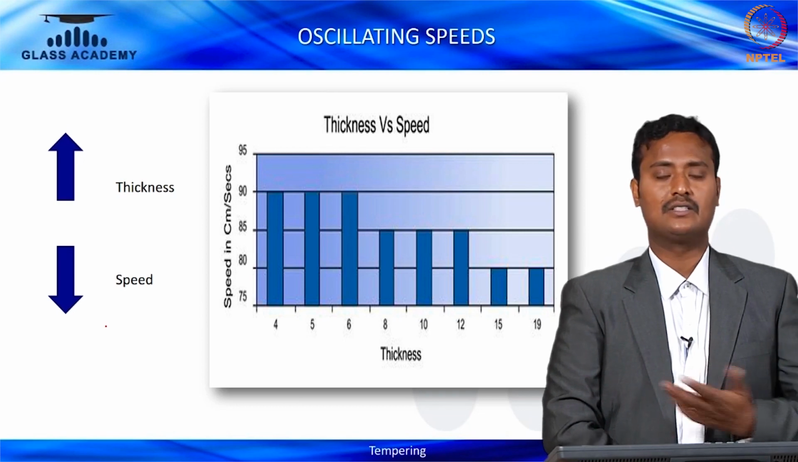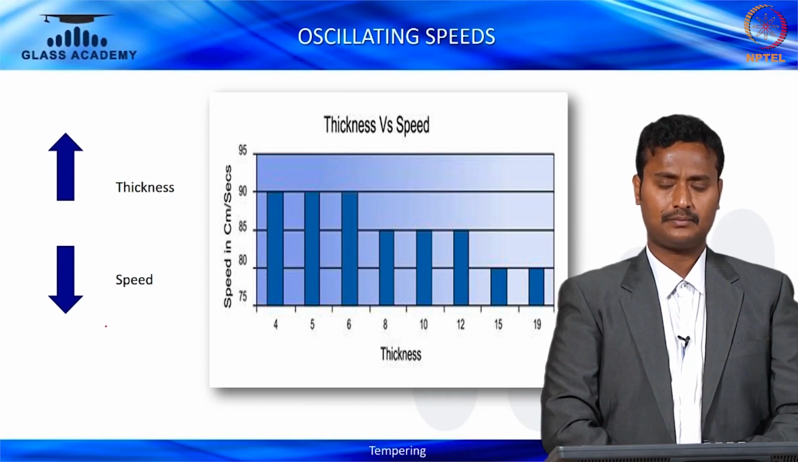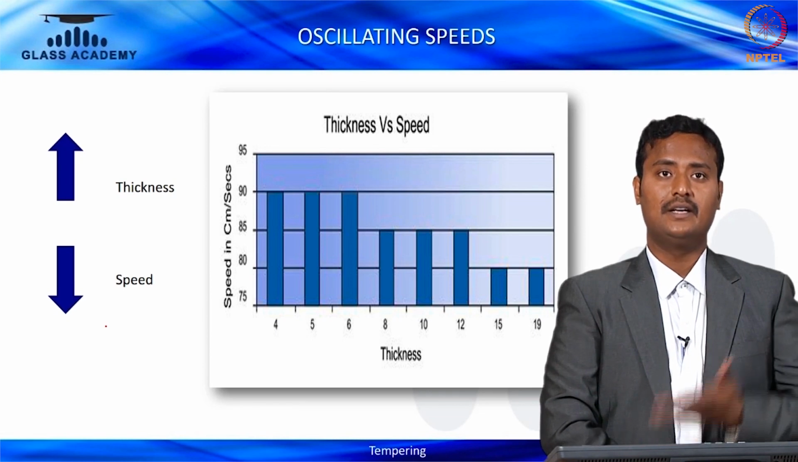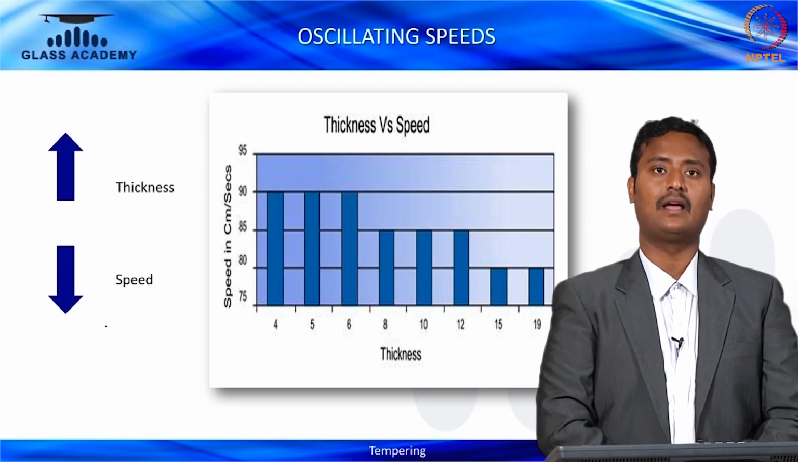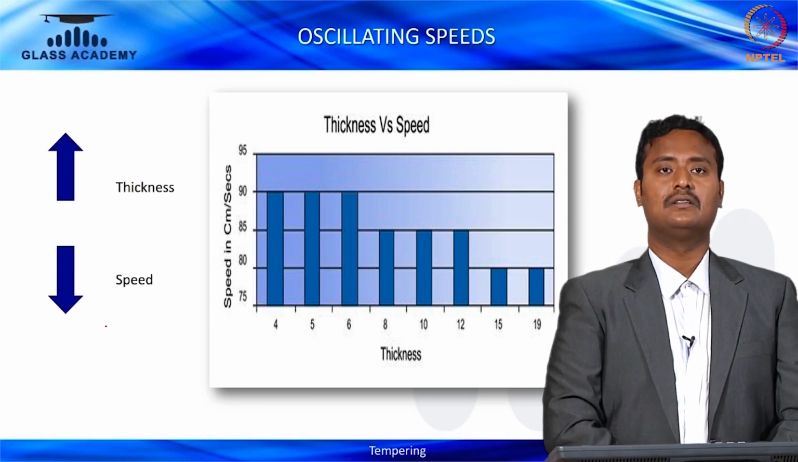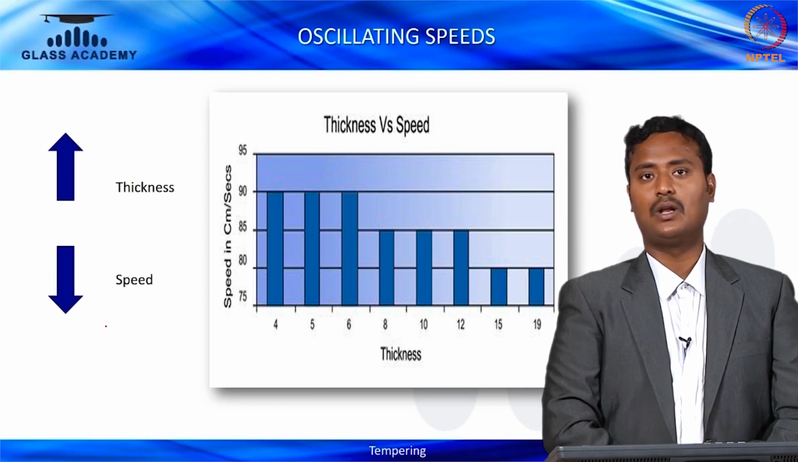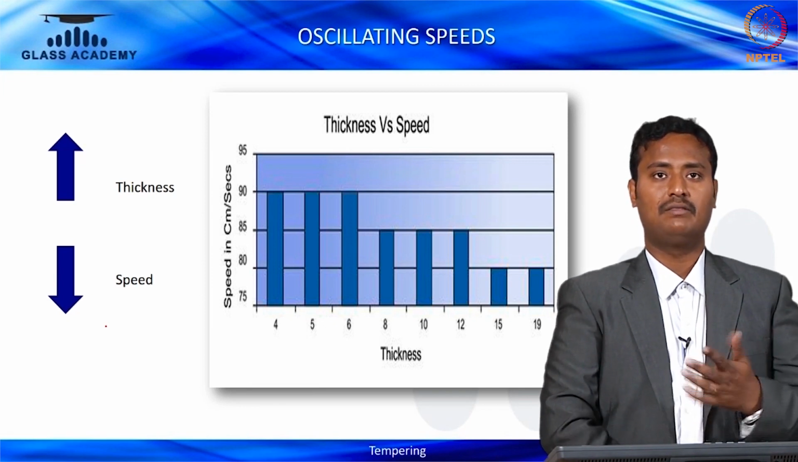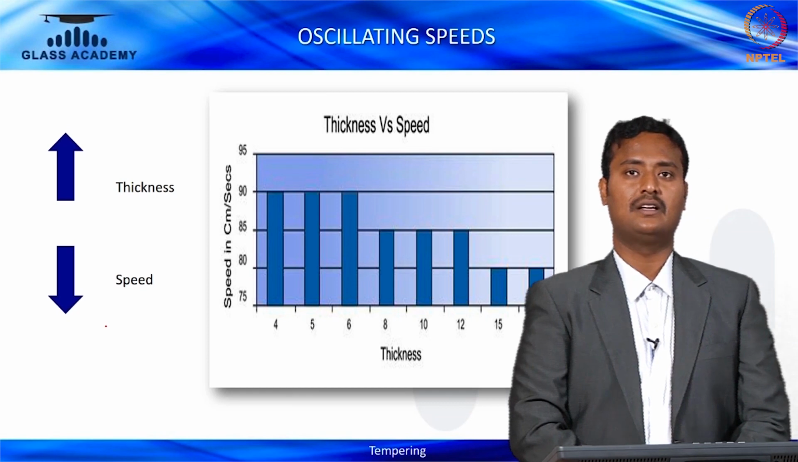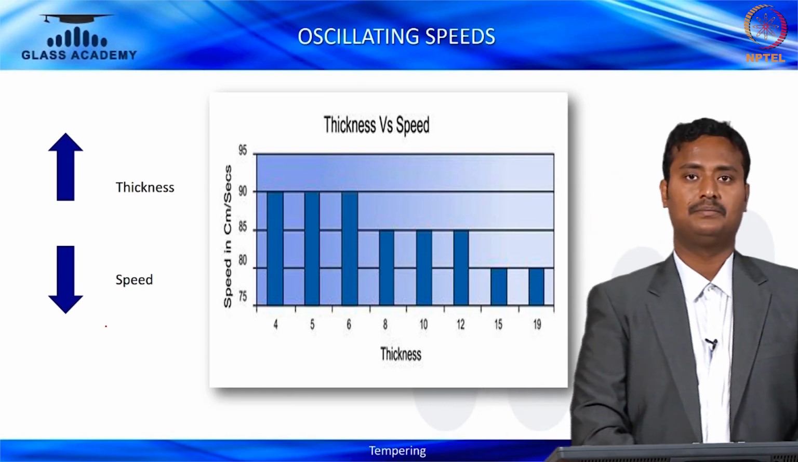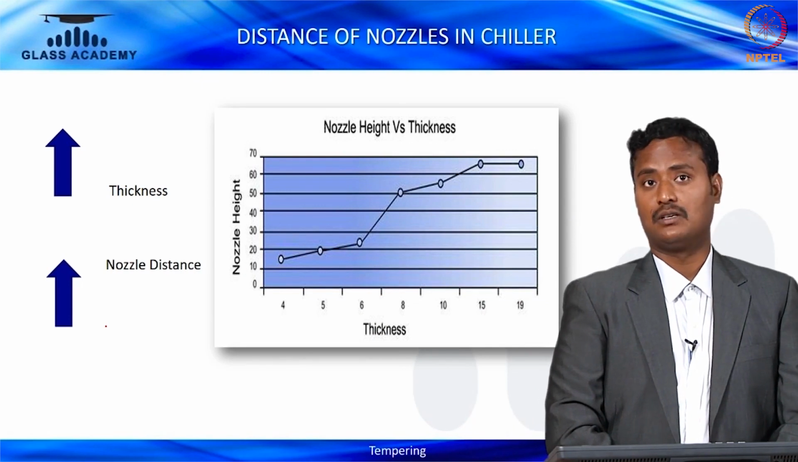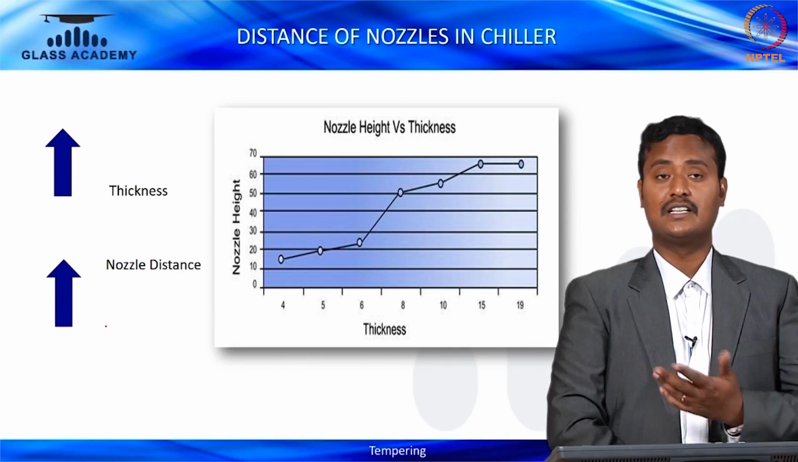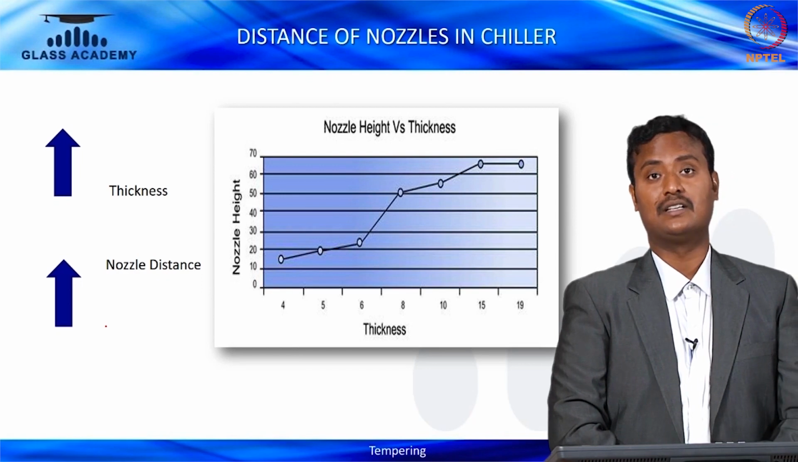Oscillation speed, which is inside the furnace. When the thickness increases, the speed decreases. For example, for 4 mm the speed is 90 centimeters per second, whereas for 12 mm it is 85. So the speed varies by 5 centimeters per second. And again, the nozzle distance of the chiller. When the thickness increases, the nozzle distance increases as well.